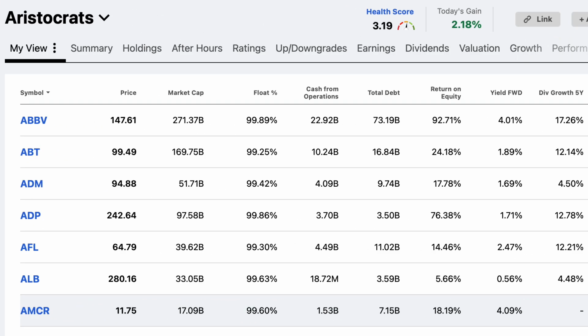The process starts with building a portfolio on Seeking Alpha that includes all of the current Dividend Aristocrats. Next, under the My View option, I have the ability to see the metrics I like for all of the stocks included in this portfolio. I have added the following metrics to the My View pane: the current price, the market cap, the float percentage, cash from operations, total debt, the return on equity, the forward dividend yield, the 5-year dividend growth rate, the payout ratio, and the return on total capital. This is more data than I actually need, and I'll explain why I have the additional metrics later on.